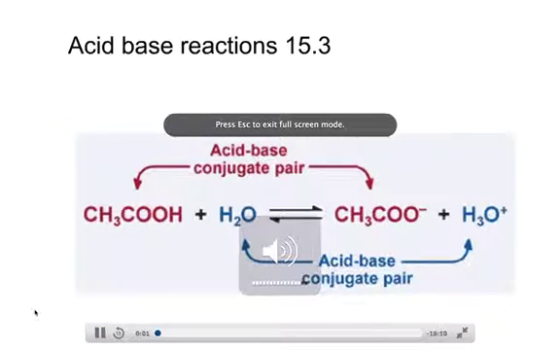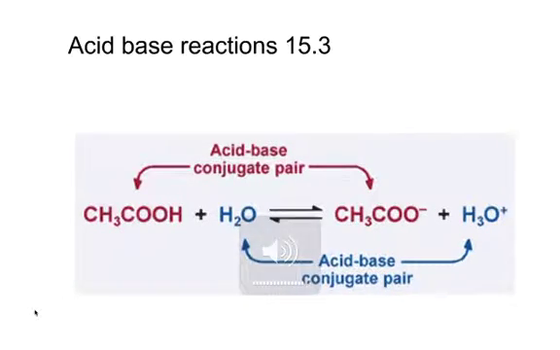Section 15.3 in your book is acid-base reactions. First idea we need to know about acid-base reactions is that acids dissociate in water. And so here's an example. We have acetic acid, as you can see there.